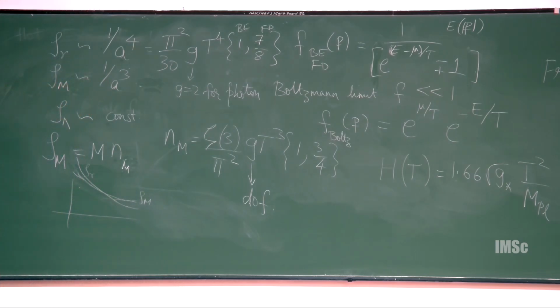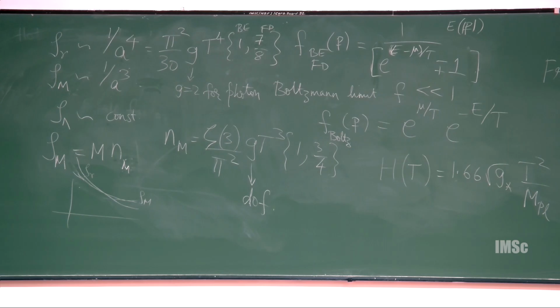So you see that in natural units you will have the right dimensions if you have T squared over m Planck. So H is a rate, it is a dot by a, so in natural units it will have GeV units, right? And so T squared over m Planck also has GeV units.